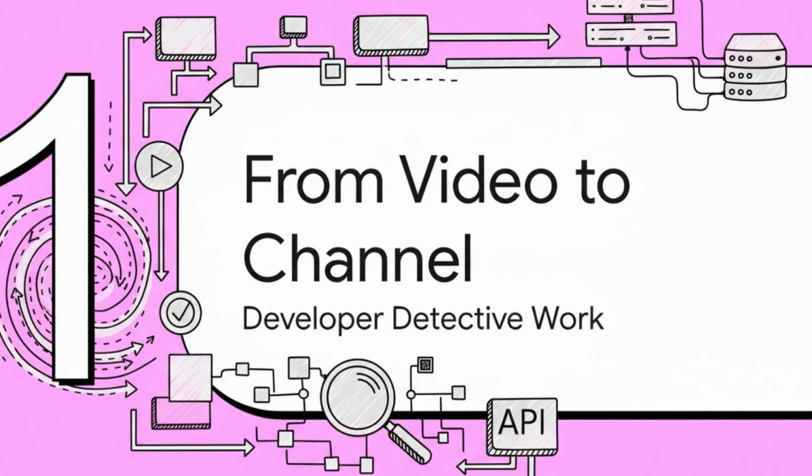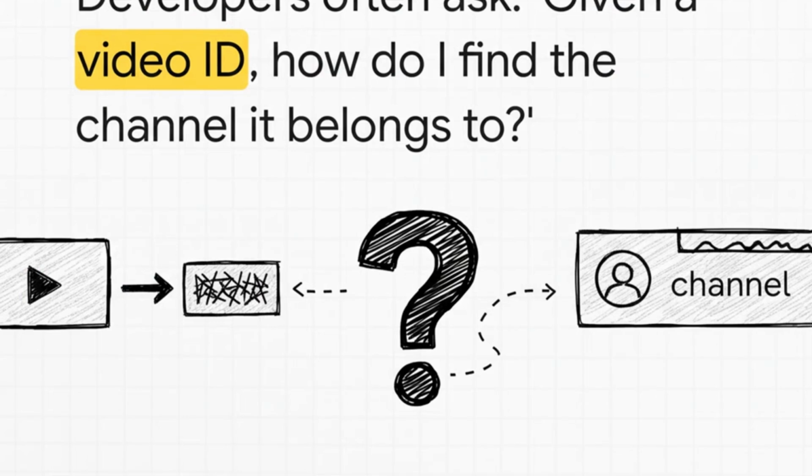So, to get there, we first have to solve this really common technical puzzle. How do you actually connect one single video all the way back to the channel that made it? It takes a little bit of digital detective work. You know, this is a question that developers and programmers ask constantly. You've got that unique ID for a video, that jumble of letters and numbers you see in the URL, but you need to find its home. You need to find its source. So how do you make that connection?